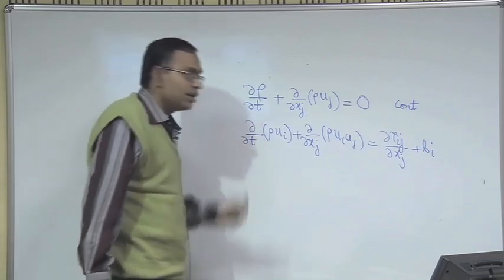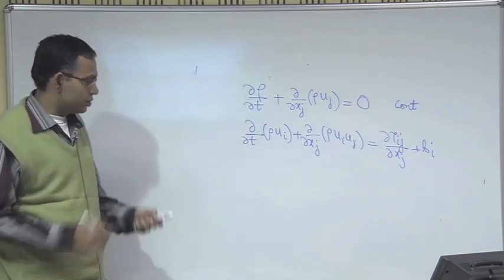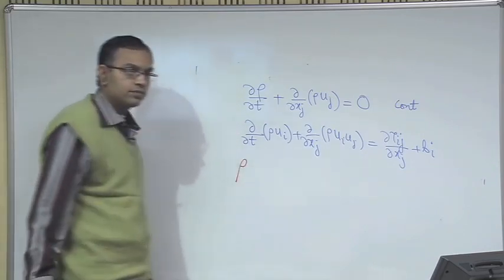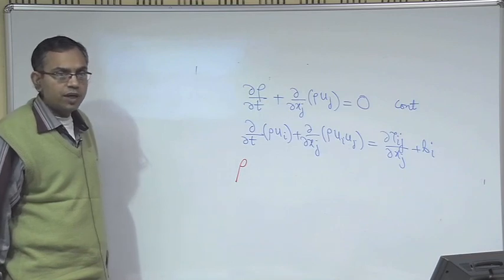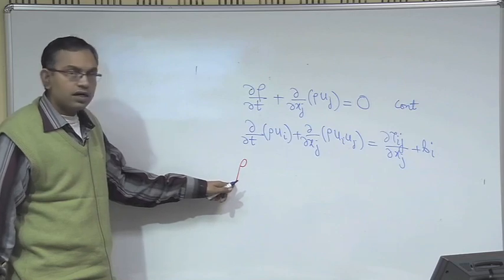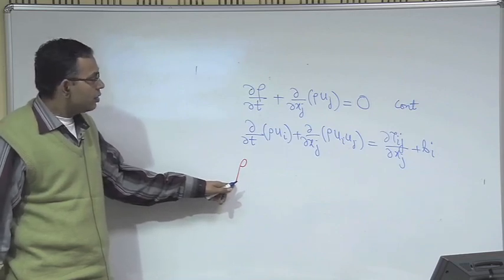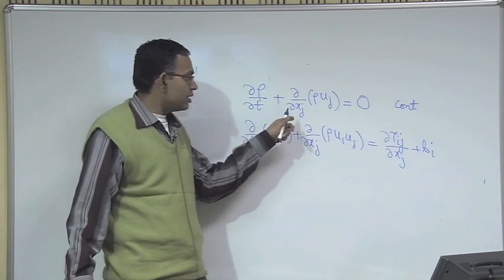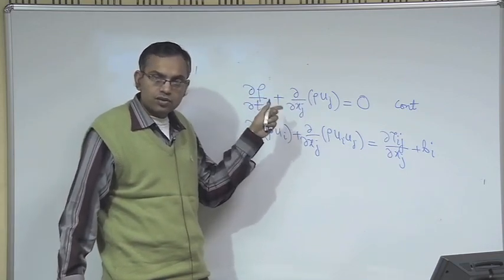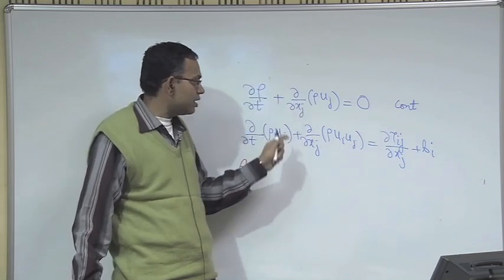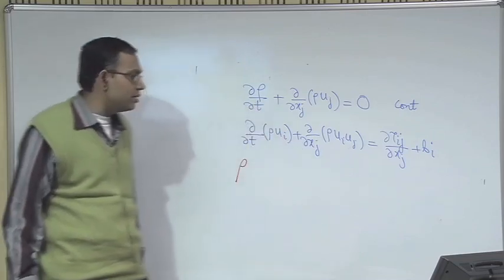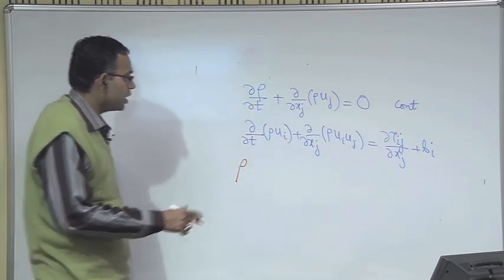Now, let us look into the number of equations and number of unknowns. So, let us list. In general, rho may be a variable. So, you can consider rho as a variable. Now, you can have a special case when rho is not a variable, but that special case we will consider later on. We consider the general case when rho can be a variable.